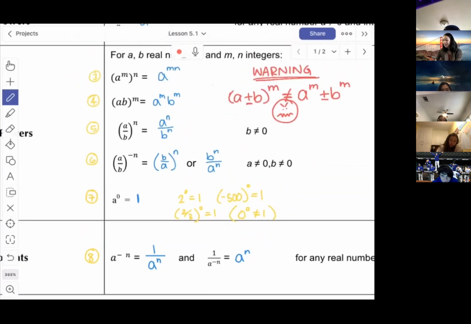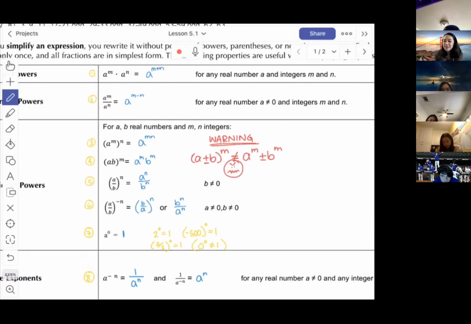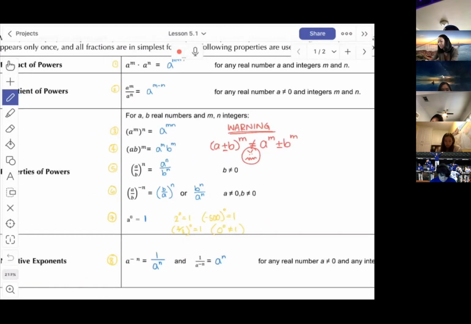Questions on any of our 8 properties that we'll be using today? Okay, let's try it, guys. So I'm going to do the odd ones, and then I'm going to call on people for the even ones. All right, so let's jump right in.